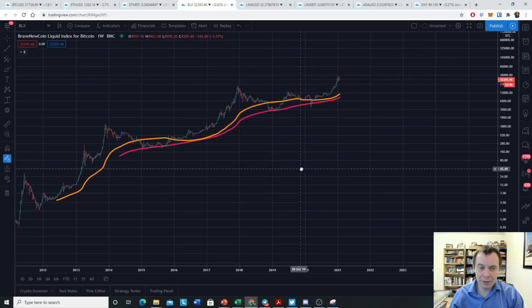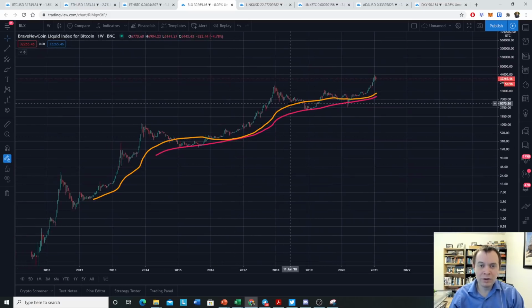It's simply the time derivative of the 100-week moving average divided by the 200-week moving average on the weekly time frame.